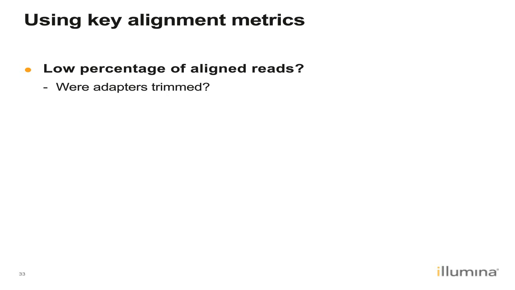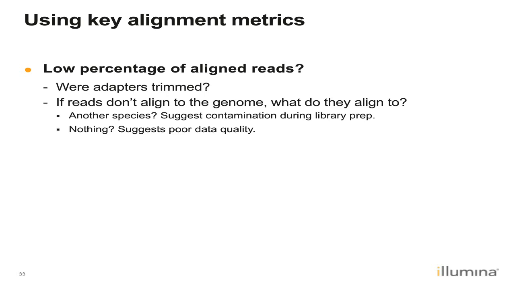There are several different tools that can tell you whether or not adapters have been trimmed. So say we did trim adapters and we're still getting a low percentage of aligned reads. What we want to understand then is, what are the reads that are not aligning to the genome aligning to? We can take a look at the BAM file, which will include all the reads but will flag the ones that don't align. We can take those unaligned reads and compare them, maybe do a BLAST search, and see what kind of organism they're aligning to. Perhaps that will tell us there was just a sample contamination somewhere along the way.